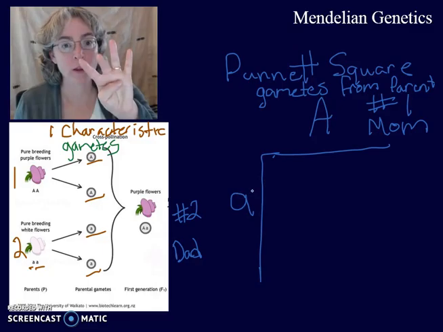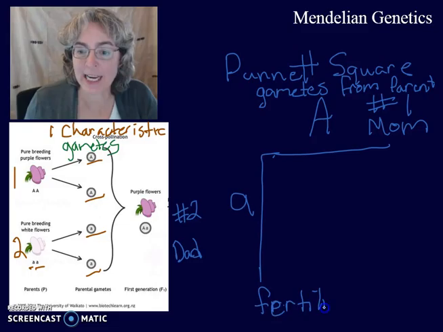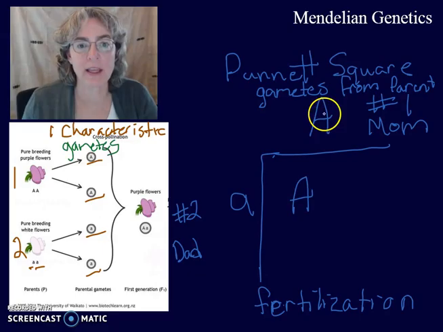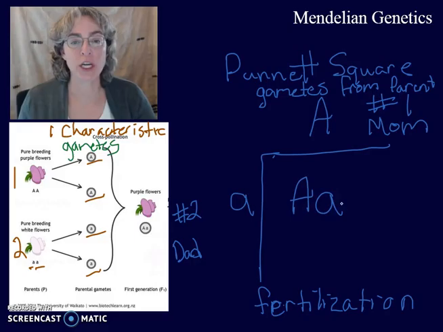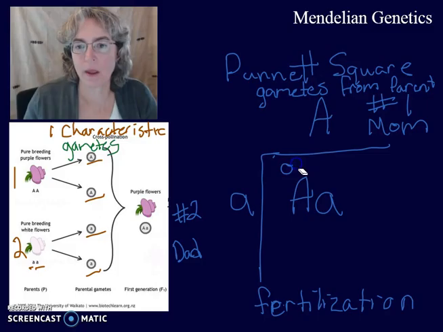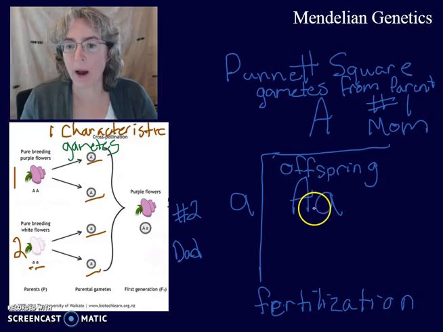And in this box right here, you're going to cross them. This Punnett square represents fertilization. We are going to bring these two gametes together. We're going to get the allele from mom, and we're going to get the allele from dad. So this is now the offspring of the combination between the egg from mom and the sperm from dad, an individual that now has the genotype big A, little a.